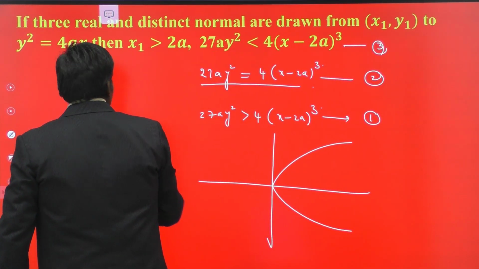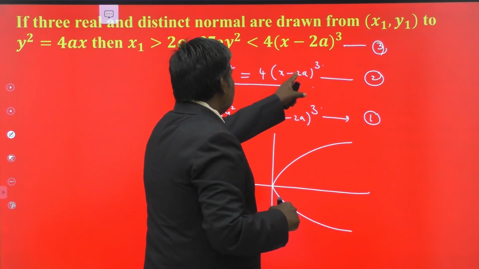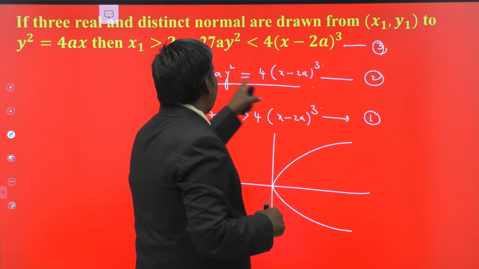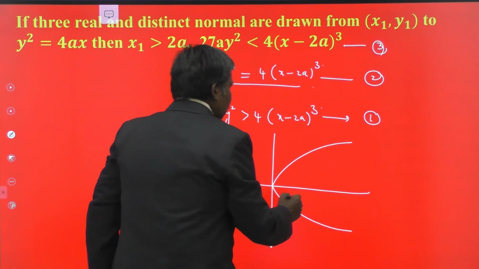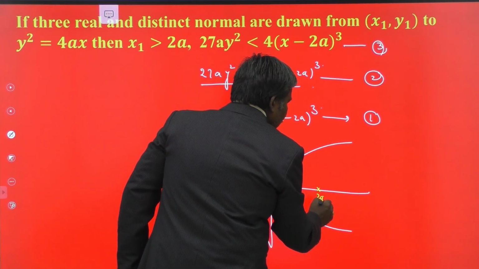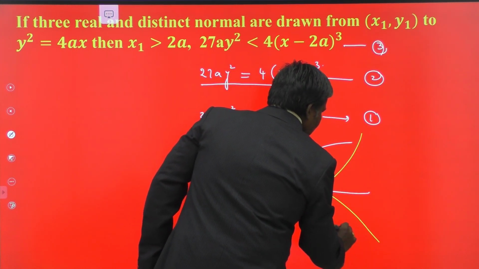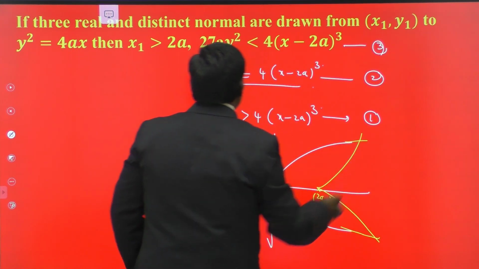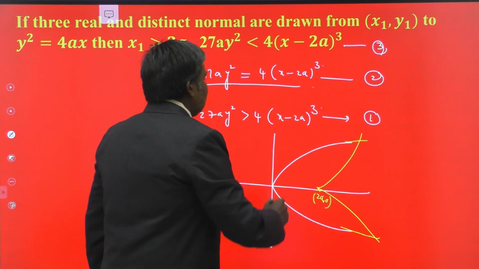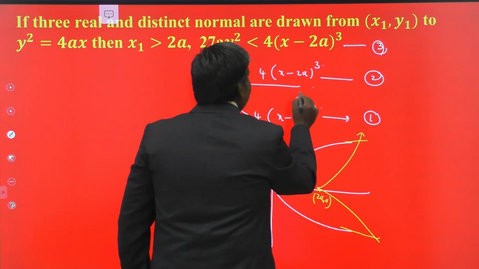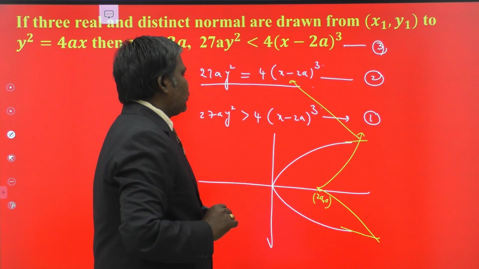Now, (2a, 0) lies on the x-axis. Suppose x = 2a, y = 0, both will be satisfied. So our curve satisfies (2a, 0). Suppose your point (2a, 0) is here. If you draw the graph, you will obtain it in this manner. The curve is symmetric about the x-axis, because y has a square. This is the graph of what? 27ay² = 4(x − 2a)³.